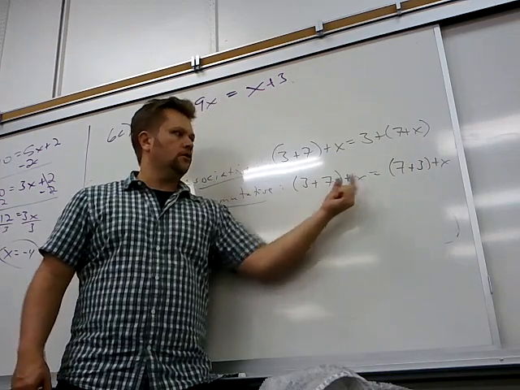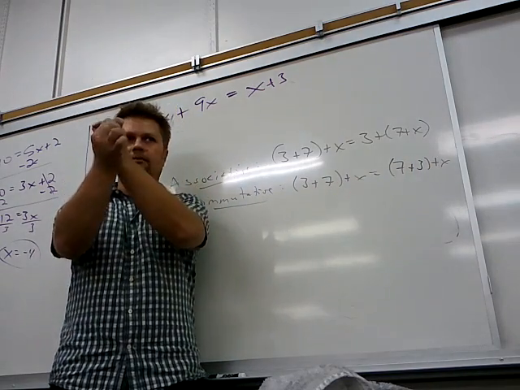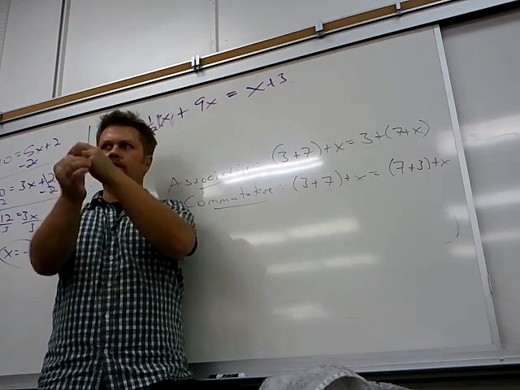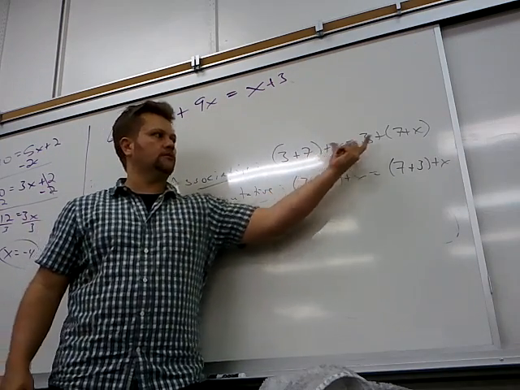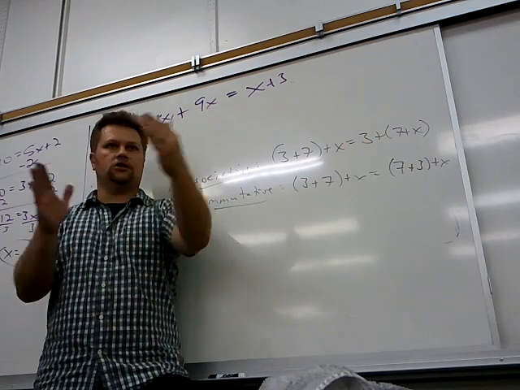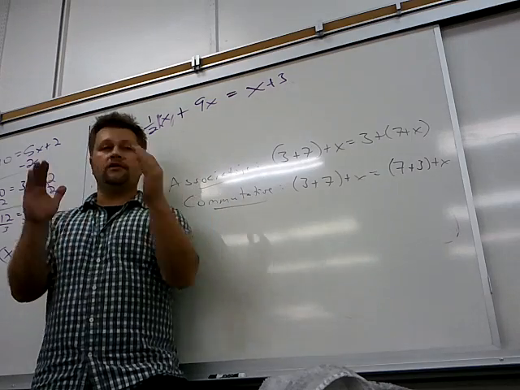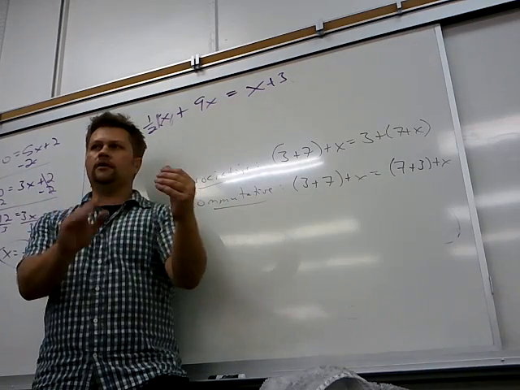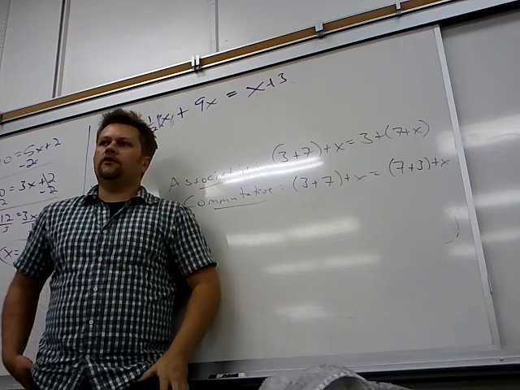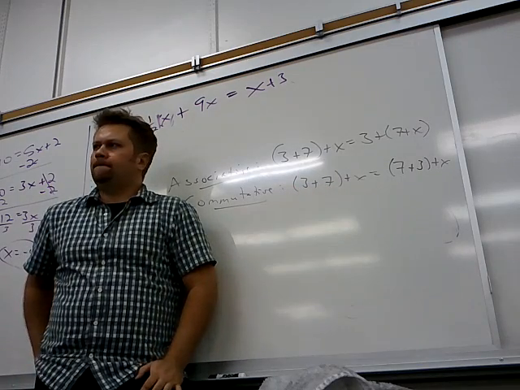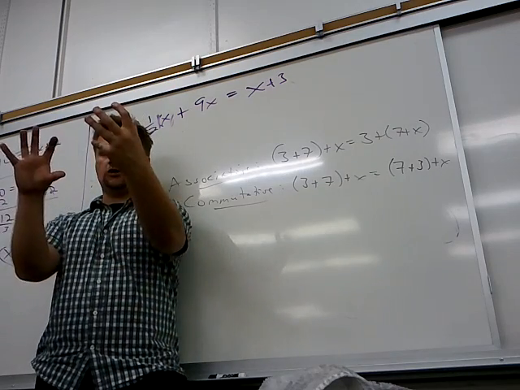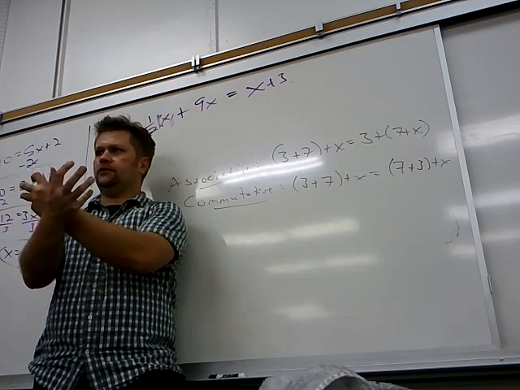The 3 and the 7. Good. So individual things commute. This is commutative property because individual things moved. What actually moved here? The parentheses. Parentheses associate. When parentheses move, that's called associative property. When individual things move, that's called commutative property. Just like people commute to work, individuals commute. Parentheses associate.